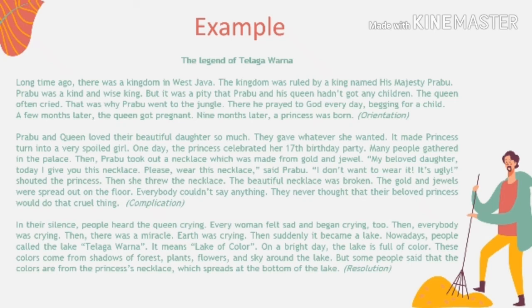When the queen saw the princess could do such a cruel thing, she cried. Everybody cried, and even the earth cried. And suddenly the ground formed into a lake that has many colors, which is believed to come from the princess' necklace.